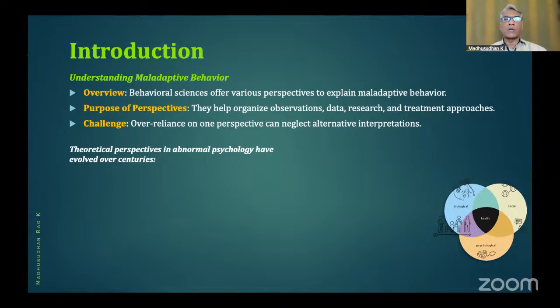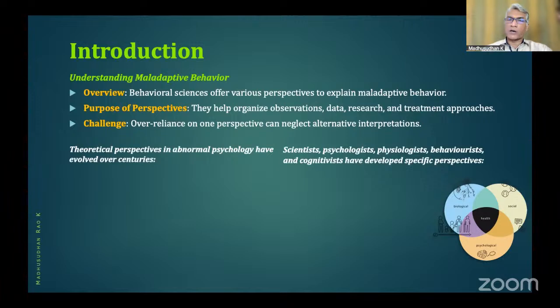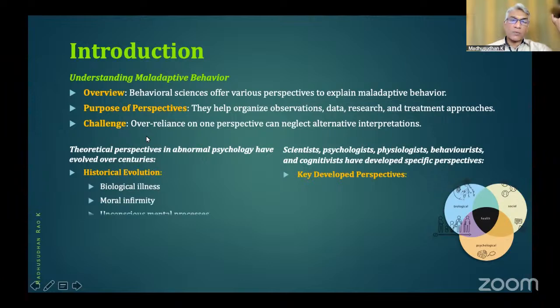Based on theoretical perspective, abnormal psychology has evolved over centuries. It did not happen overnight. Similarly, scientists, psychologists, physiologists, behaviorists and cognitivists have developed specific perspectives. So, what are they? First, we'll understand abnormal psychology in theoretical perspective, history and evolution, then biological illness. Based on biological illness, there are perspectives.